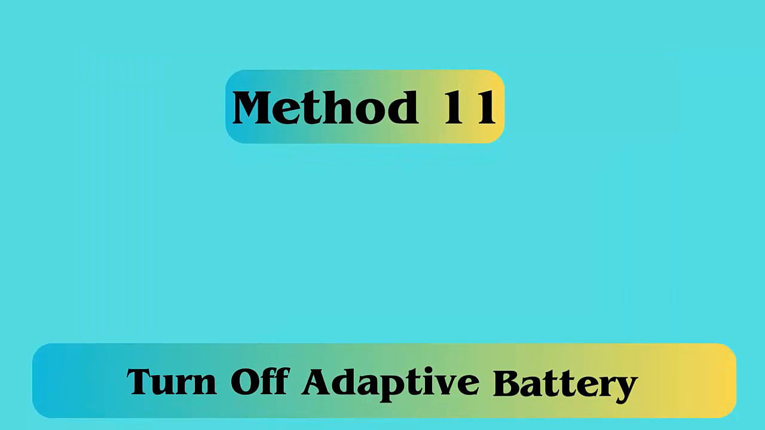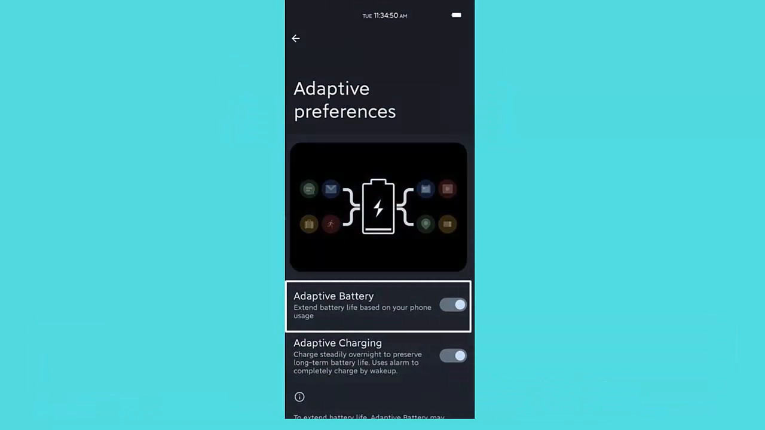Method 11. Turn off adaptive battery. Follow the steps. First, open Settings, click on Battery. Now, find the Adaptive Preferences option. Here, two options will be visible: Adaptive Charging and Adaptive Battery. Select the Adaptive Battery option.